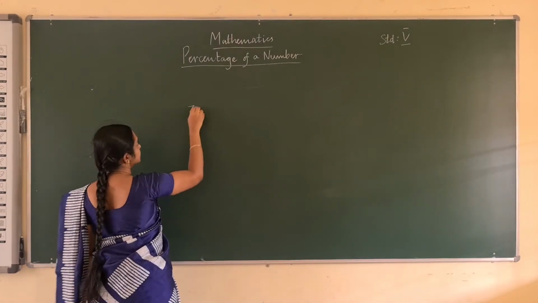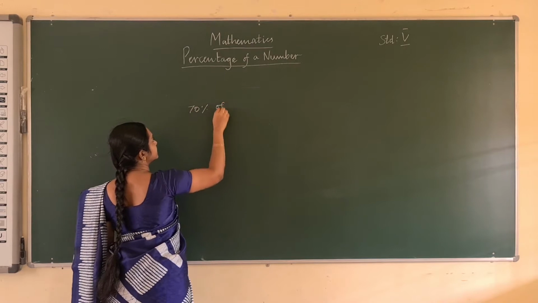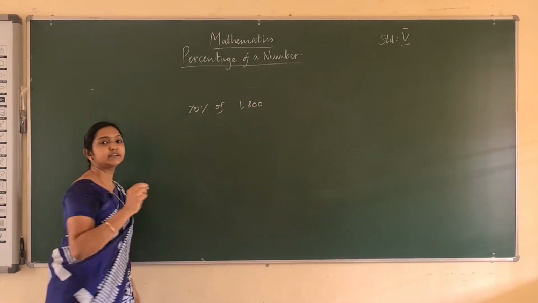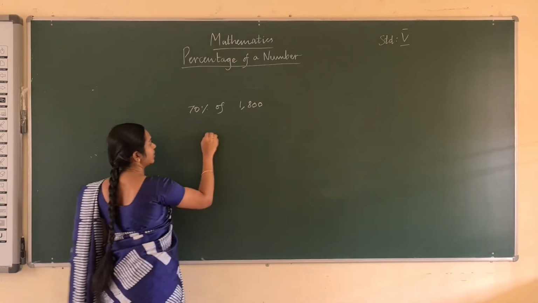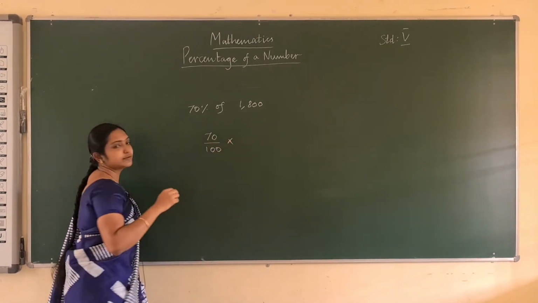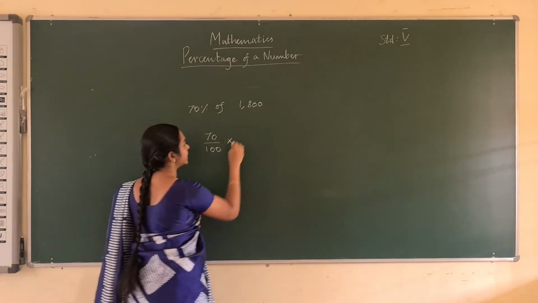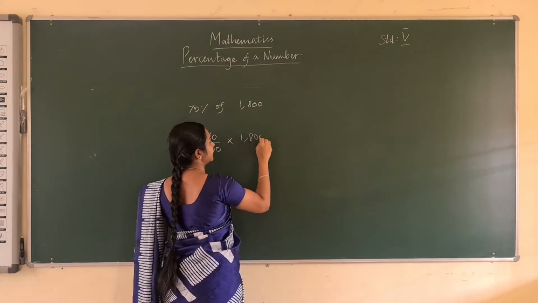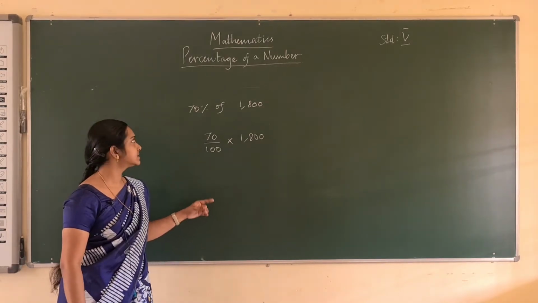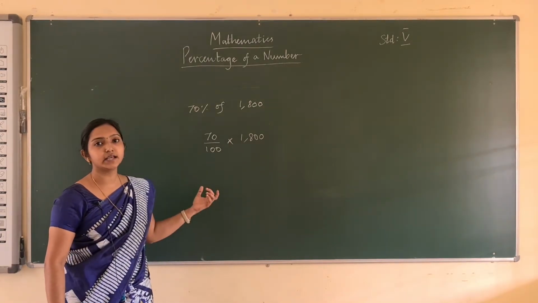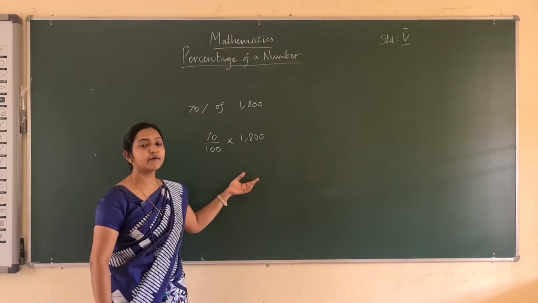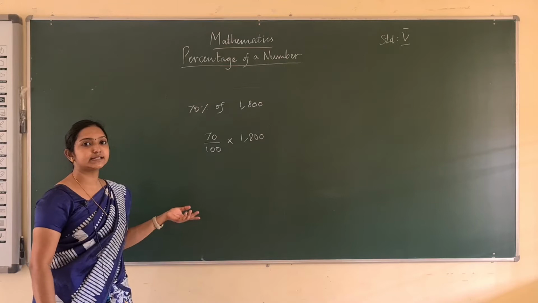Now consider 70% of 1800. 70% means out of 100 it is 70. We have to find it for 1800. 70% of 1800 means it is 70 out of 100. So write 70 by 100. We have to find it for the number 1800.